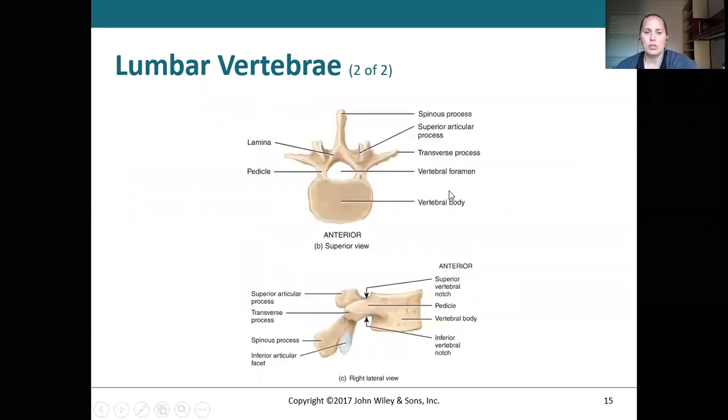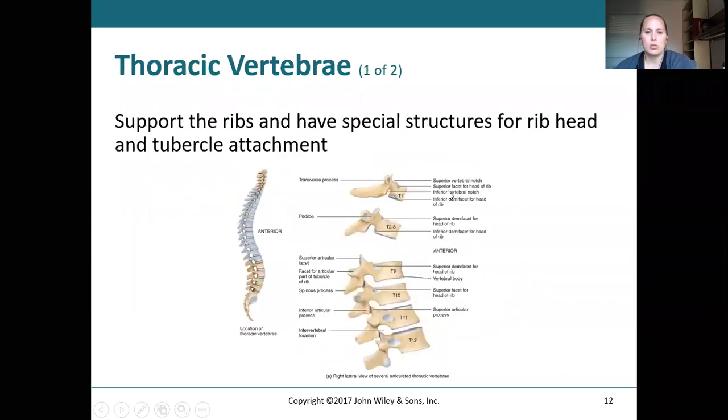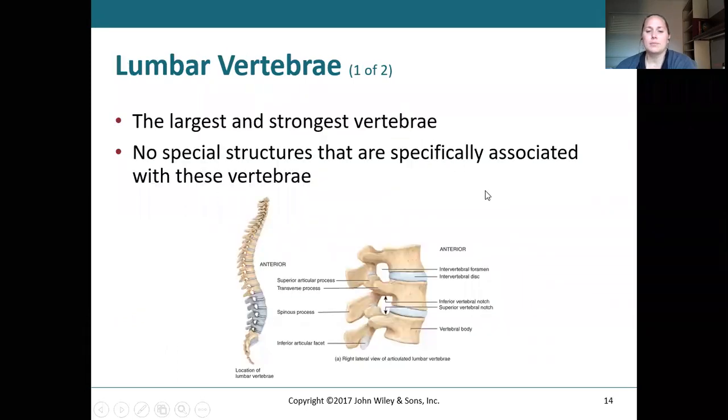And it says no special structures are associated with this. What are there special structures? No, just the rib head and tubercle attachment.